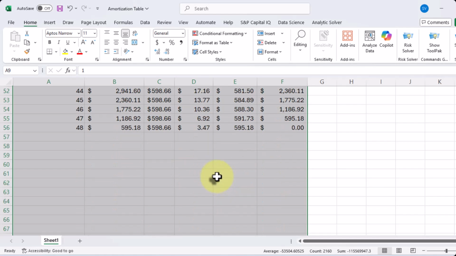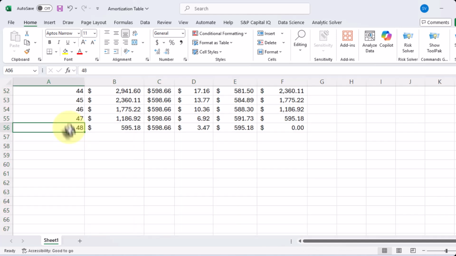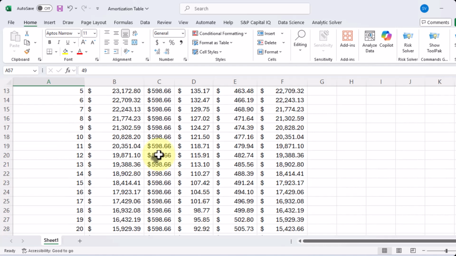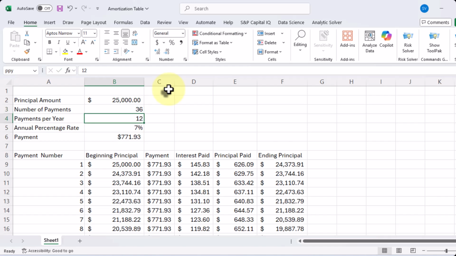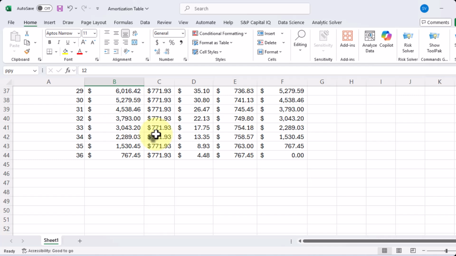So let's take a look at what happened. So you can see here at payment 48, the rest of the payments just disappear, which is what we want. So let me demonstrate this a little bit. I'm going to change my number of payments from 48 to 36 to go to a 3-year loan. Put that in, I put in 36. It changes the payment amount. It goes up as we would expect because we're making fewer payments, and it cuts off the amortization table at 36.